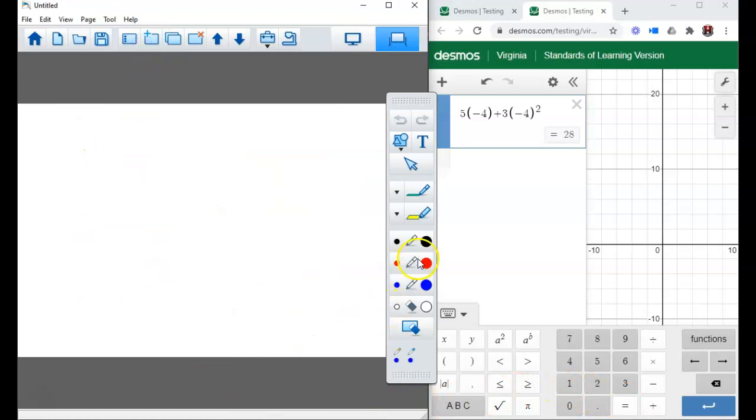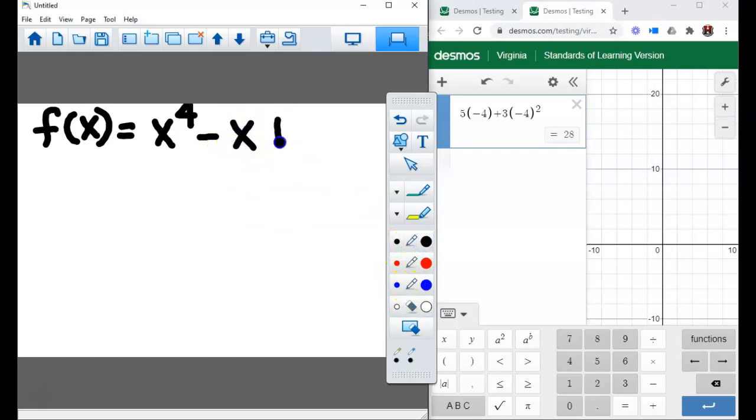All right. Example 2. Let's do f of x is equal to x to the 4th power minus x plus 7. And we're going to find f of negative 1.